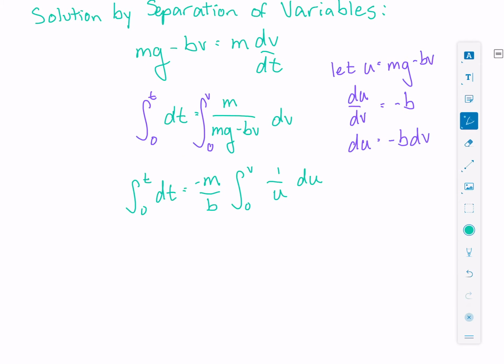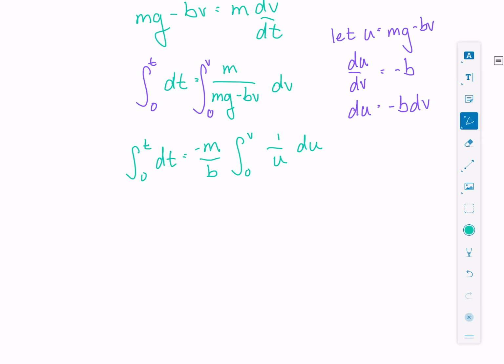Goodness gracious, hopefully you remember your u substitutions. So the left side's easy. The integral of dt is t, evaluated from 0 to t, is just t. On the right side, I've got m over b, negative m over b. And then the integral of 1 over u du is ln of u. So this is the natural log of mg minus bv evaluated from 0 to v.